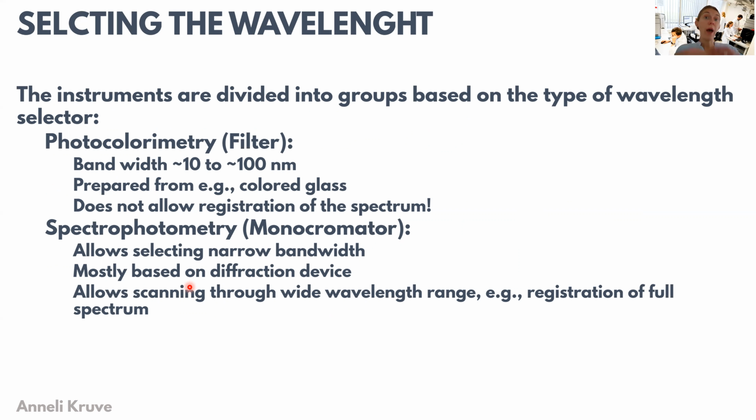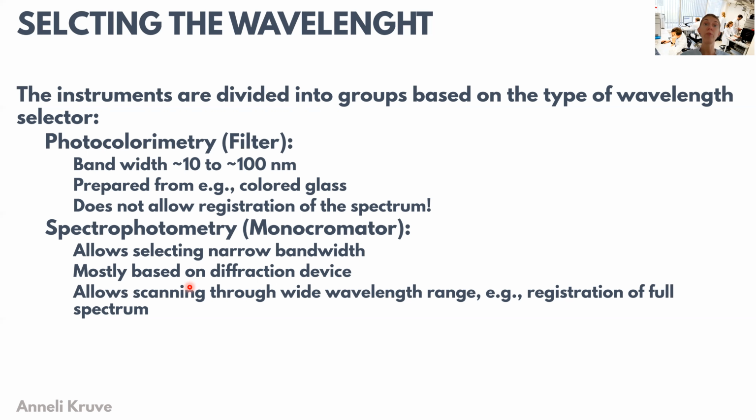In addition to having a light source that generates the ultraviolet visible light that we want to show to our sample, and where our sample can start absorbing the light, we also need to select the wavelength very precisely. And there are two general possibilities for selecting the wavelength: photocolorimetry and spectrophotometry. These two types of ultraviolet visible spectroscopy are differentiated based on how we select the wavelength at which we want to do our measurements.